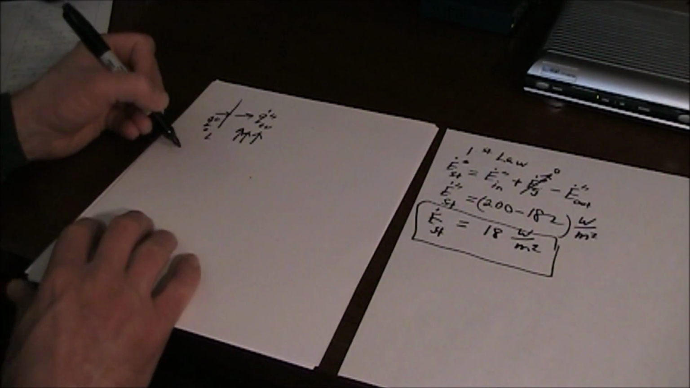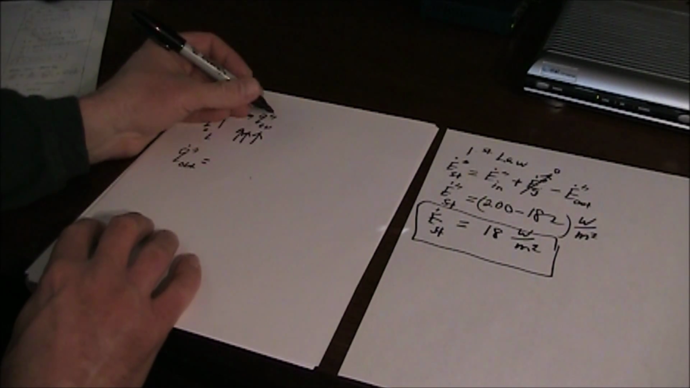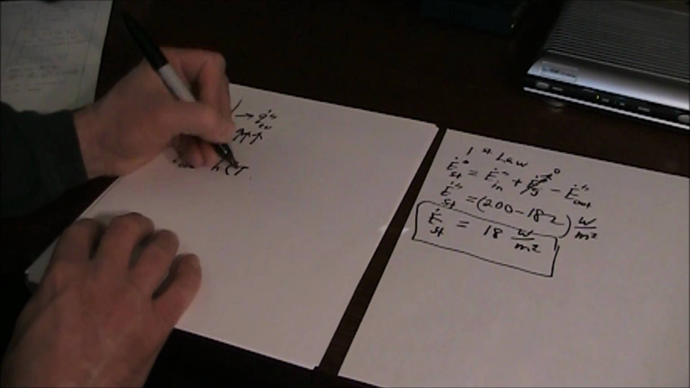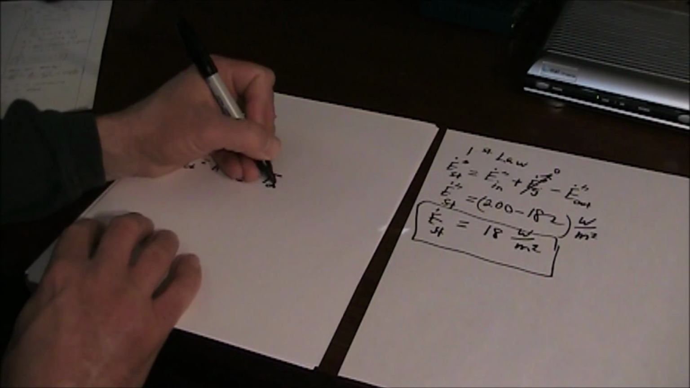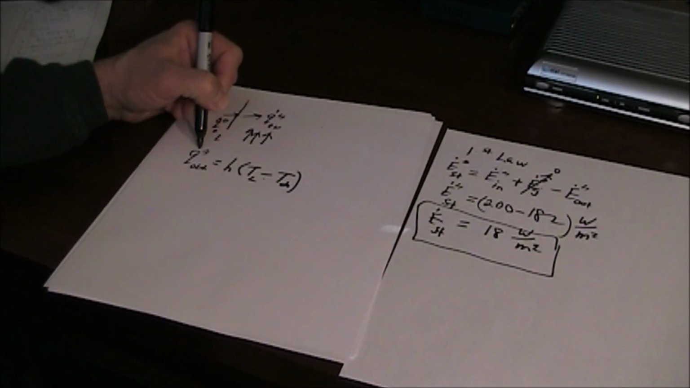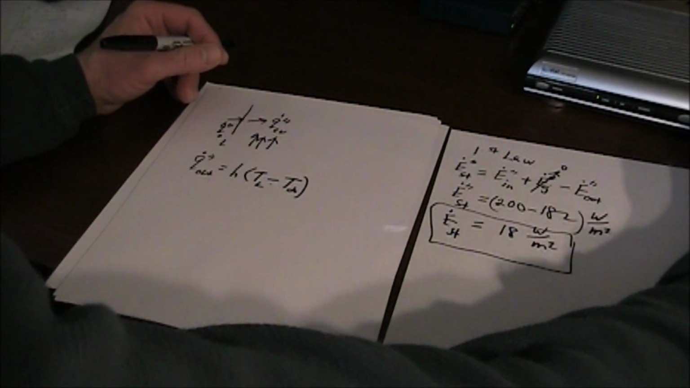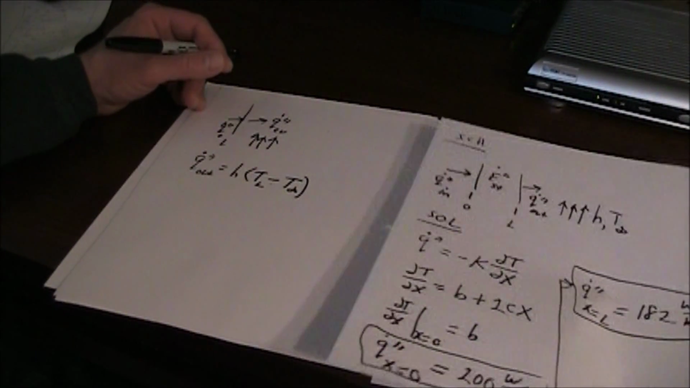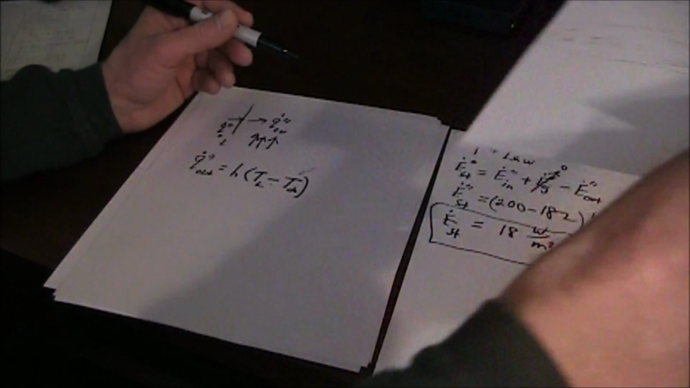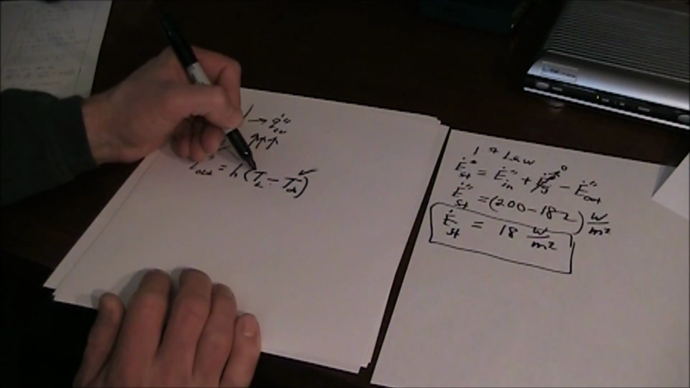Okay, so what we know then is that q dot double prime out is equal to q dot double prime convection, which would be h times T at L minus T infinity. Okay, so h is what we're trying to find. We already know q dot double prime out. We just calculated that from part A. That was 182. And T infinity is given. So we can check that one off. So the question is, how can we get T L?